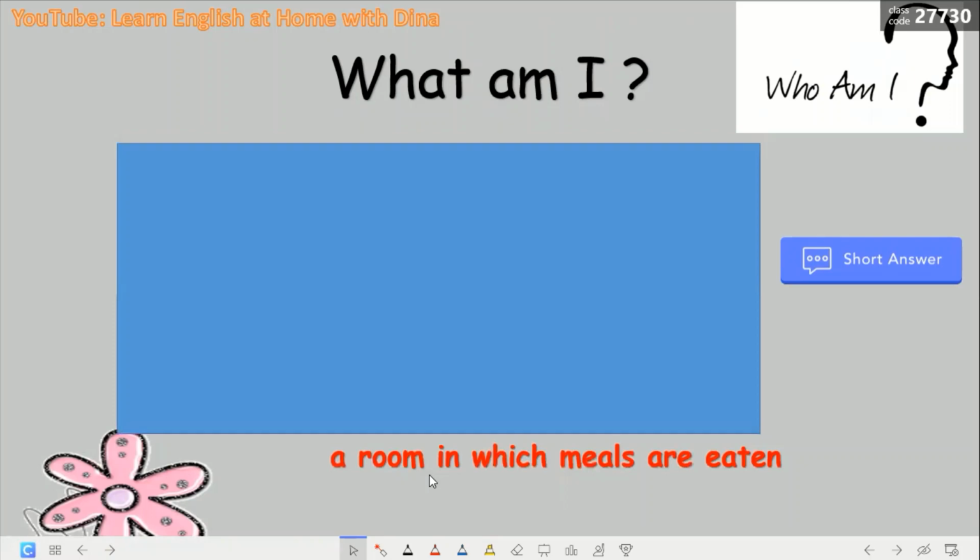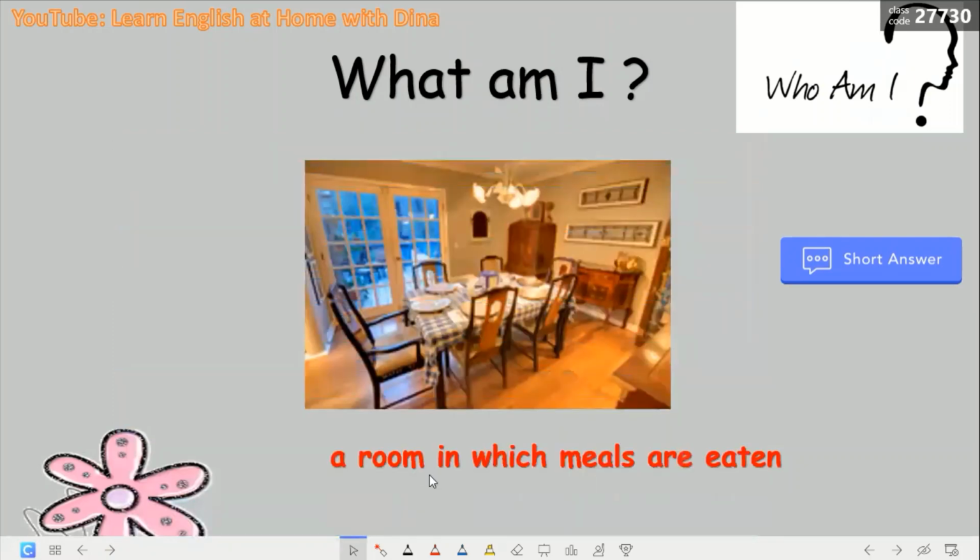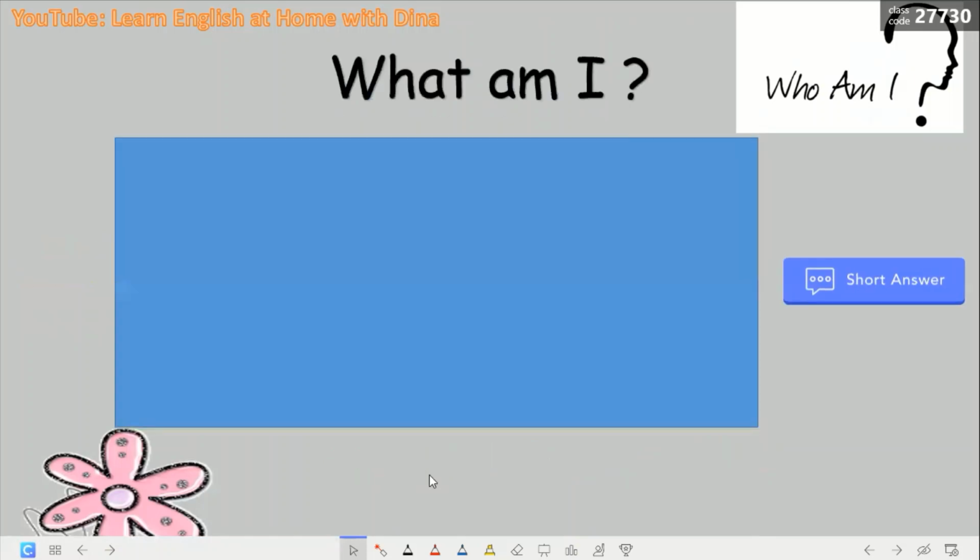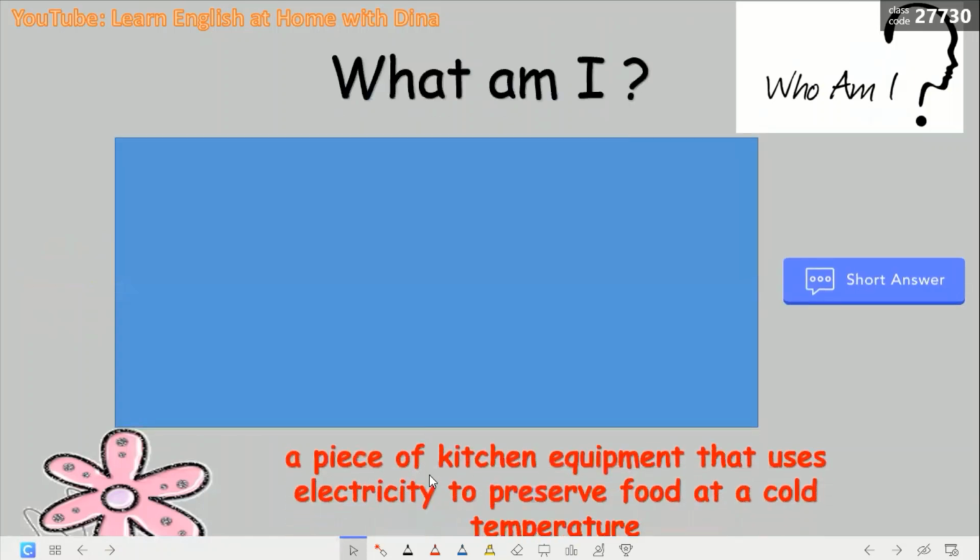What do we call it? It's a dining room. Very nice. What am I? A piece of kitchen equipment that uses electricity to preserve food at a cold temperature.